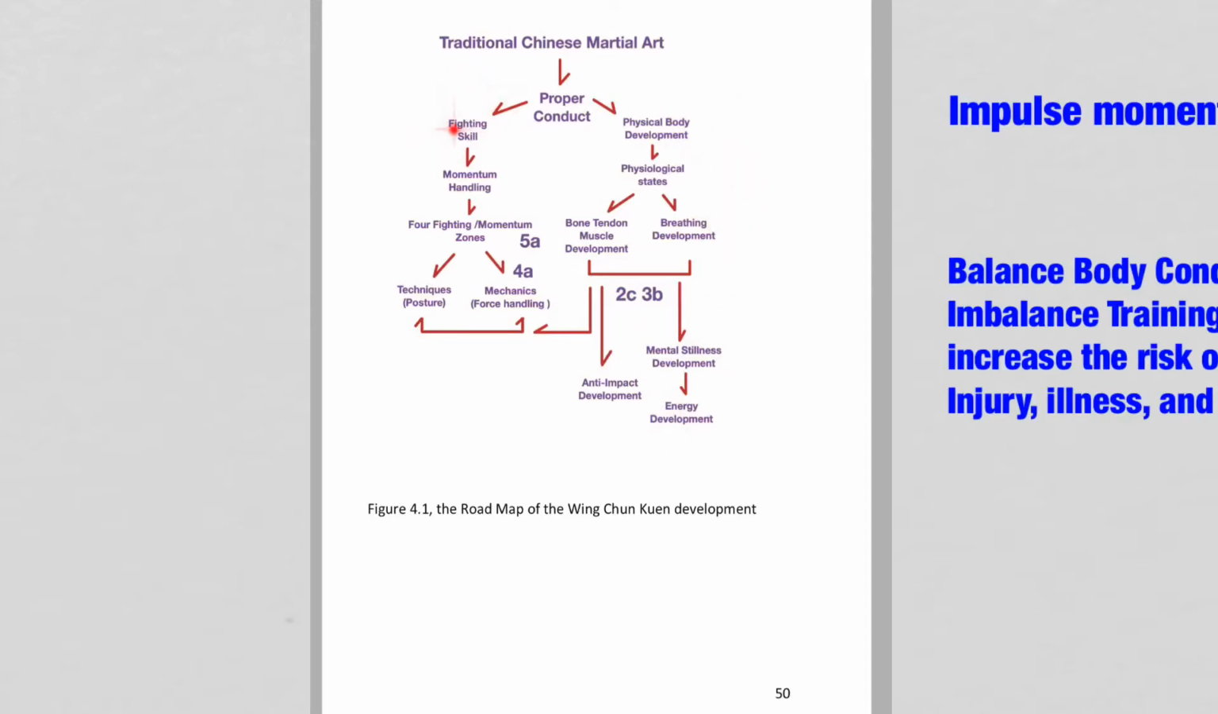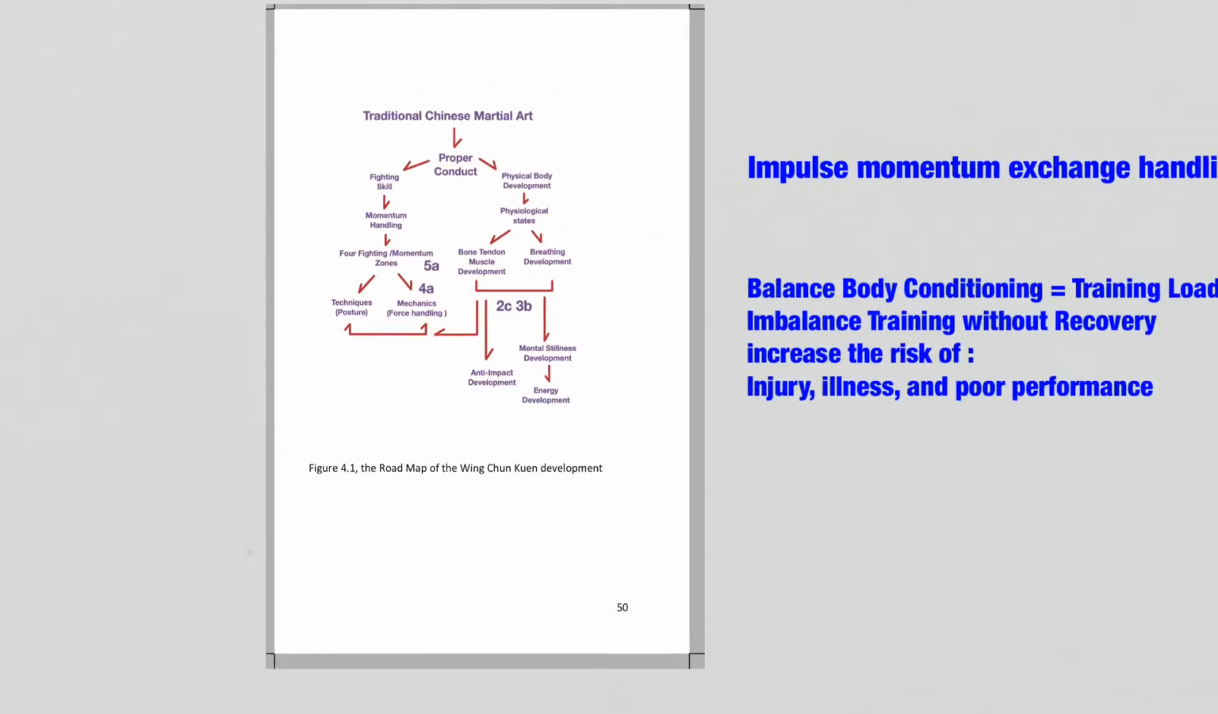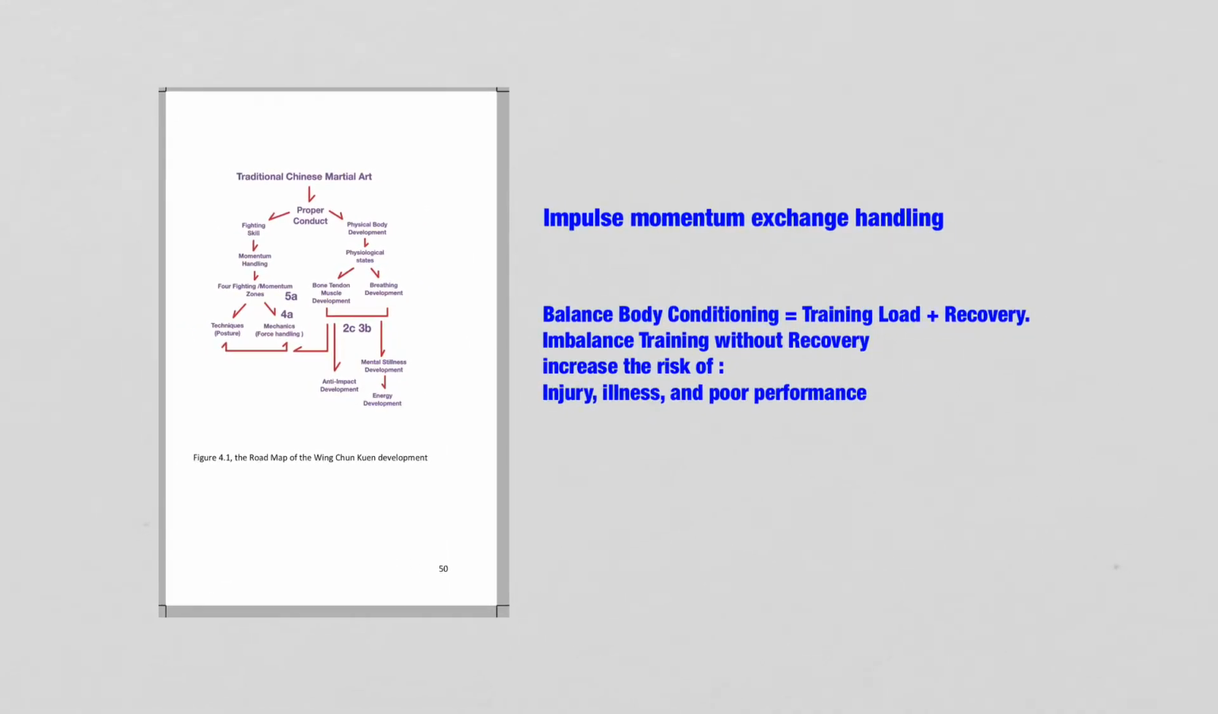And then you need the fighting skill part, where you need to handle momentum, like the four momentum zones, the techniques, and then the mechanics. And they support each other here, the body conditioning and the impulse momentum handling. Now, in today's language, we can sum it up as impulse momentum exchange handling, which is the fighting part, and then the balanced body conditioning, where you have training load and recovery, like in sports science.